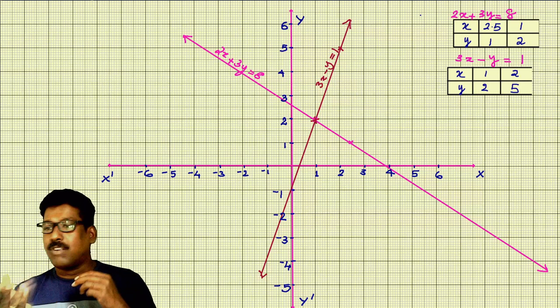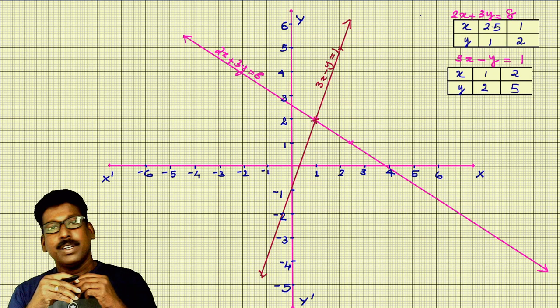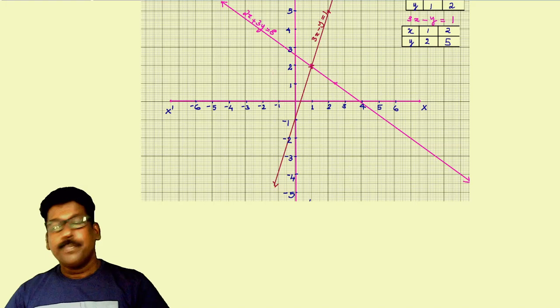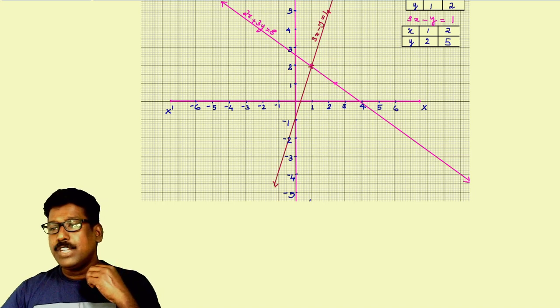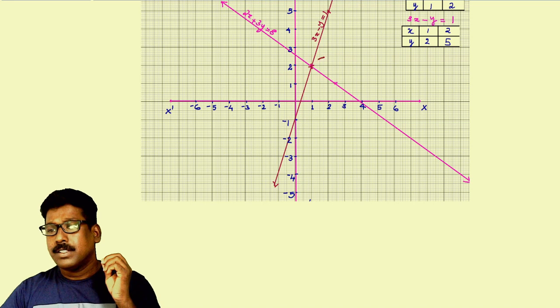We will get the graph of 3x minus y is equal to 1. Now you can see these 2 graphs are intersecting. Look here, in which point do these 2 lines intersect? It is x is equal to 1, y is equal to 2.